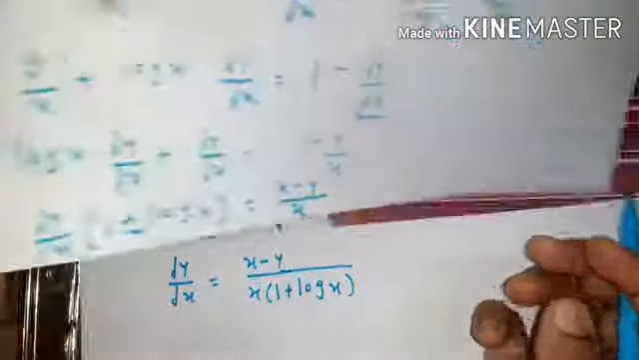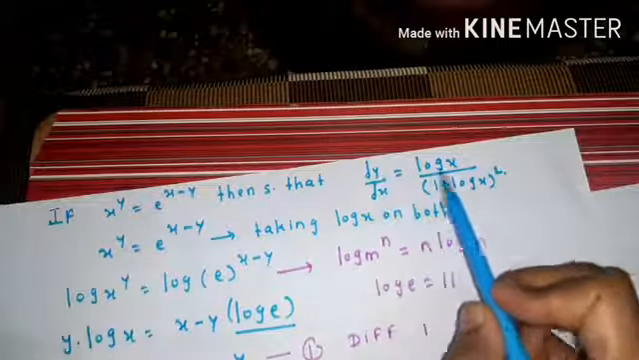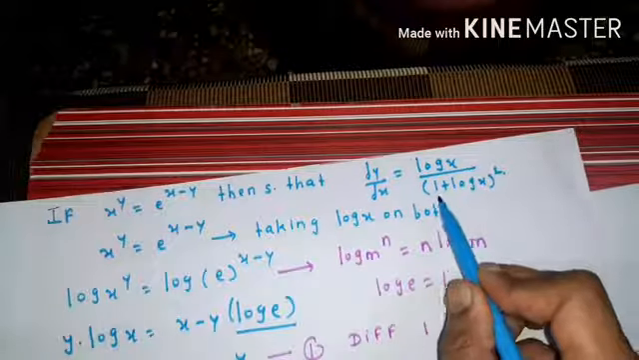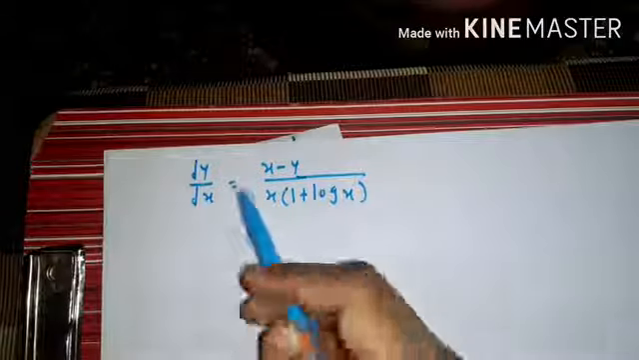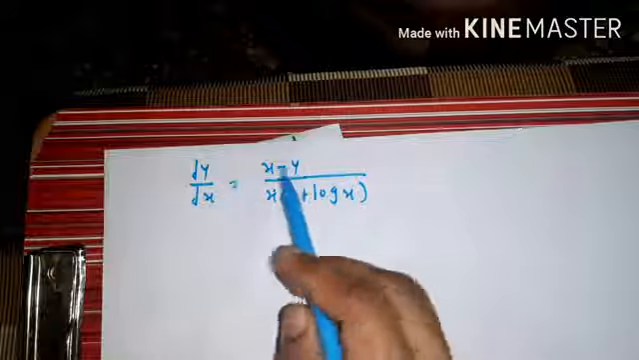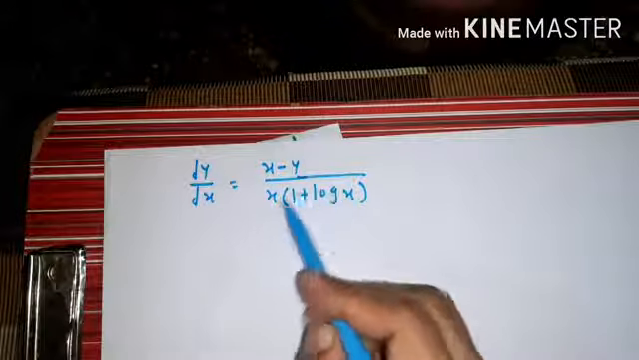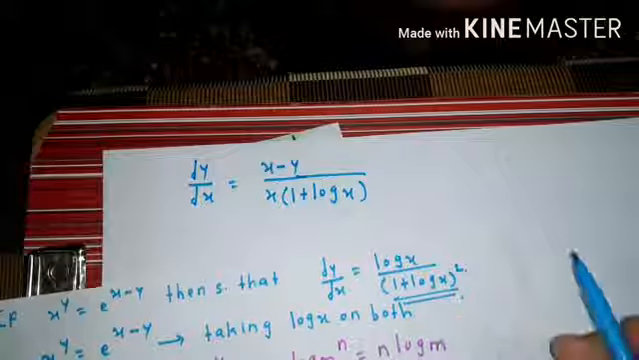Okay, students, but what we have to show? We have to show that dy by dx equal to log of x upon (1 plus log of x) whole square. This we have to prove. So now we have dy by dx equal to x minus y upon x into (1 plus log of x). So adjust the terms so that at last we get log of x upon (1 plus log of x) whole square.